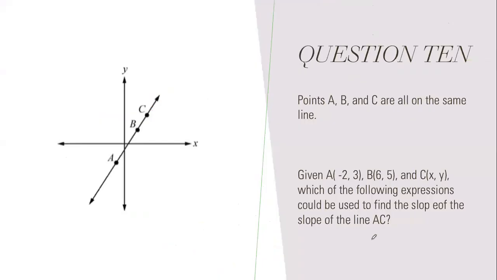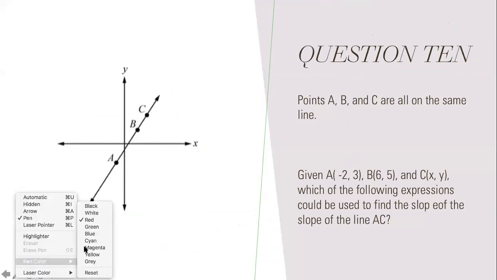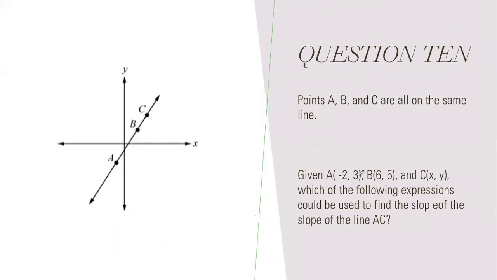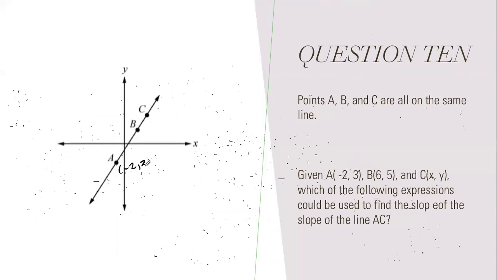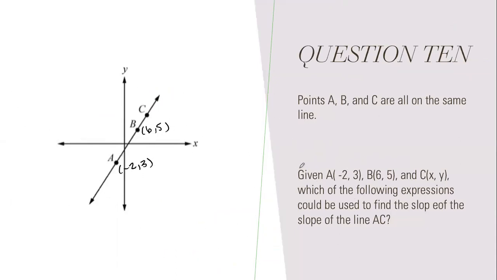Almost done. So this is the last question I'm gonna do with you. And the very last question, you got it. All right, points A, B, and C are all on the same line. Okay, A, B, and C. Given A is at -2, 3, B is at 6, 5, and C is at X, Y. Okay, so they didn't give us that information. Which of the following expressions can be used to find the slope of the line AC? So we're looking for the slope, but this doesn't have grid lines and stuff like that.